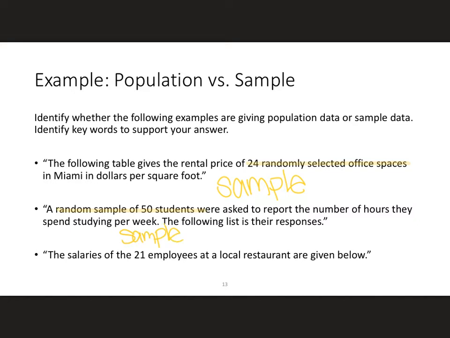The salaries of 21 employees at a local restaurant are given below. So here we have the salaries of 21 employees at that restaurant. Because it's given all 21 employees of that restaurant, it is a population.